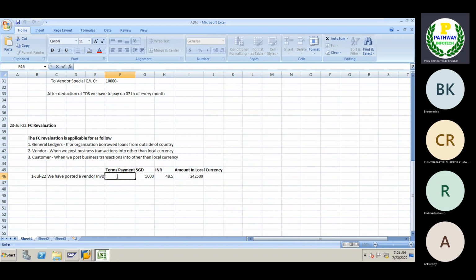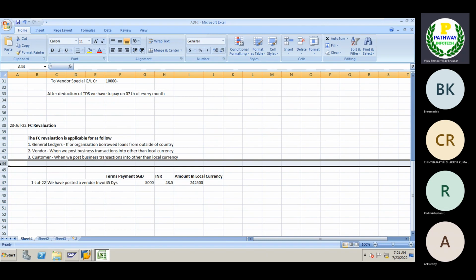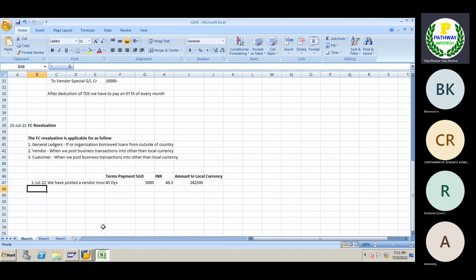Now let's say, for example, the terms of payment we have given is 45 days. 45 days means once we perform the business transaction, after 45 days only we have to make the payment to the vendor. Remember, I will mention once again here the payment date, when we have to make the payment to the vendor.